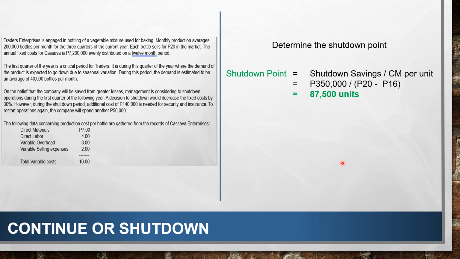So what does this mean? At 87,500 units, we are indifferent whether we continue with our operation or we temporarily shut down operation. So we do not care. Either we continue, it's okay, or it's also okay if we just temporarily shut down. Now let's go to the next requirement.